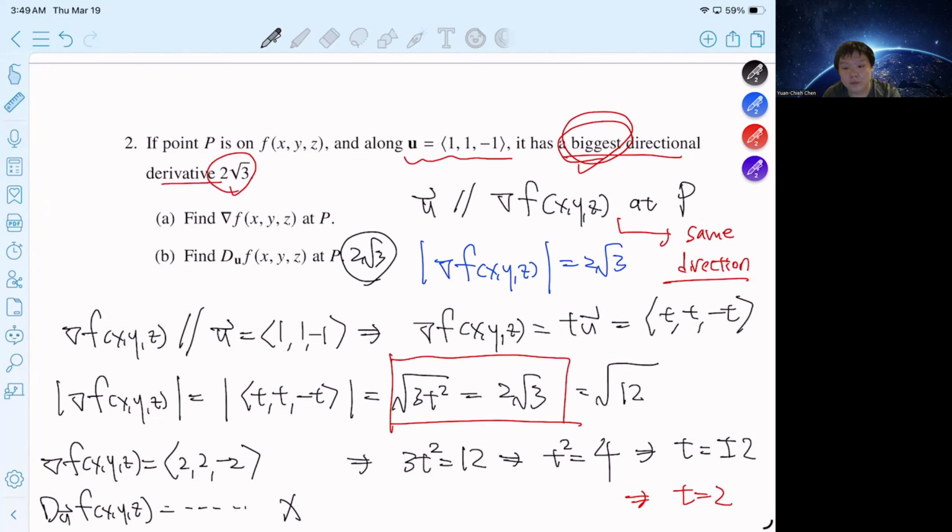And that's it. I think this is a good question, so I strongly suggest you do it yourself, since you have to know that it's the same direction as the gradient, and then how to deal with the gradient. That's it for some extra examples, and I'll see you in the next video.